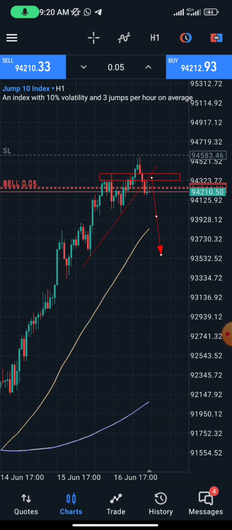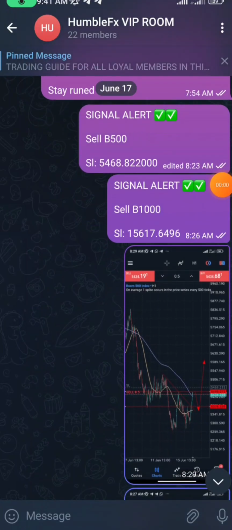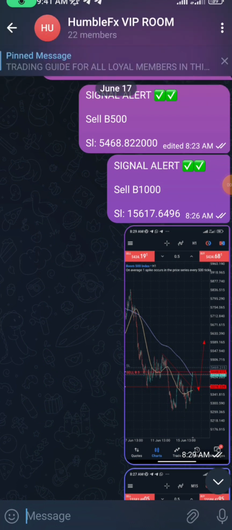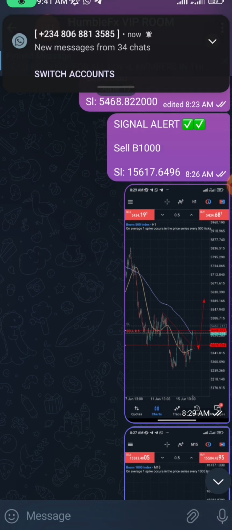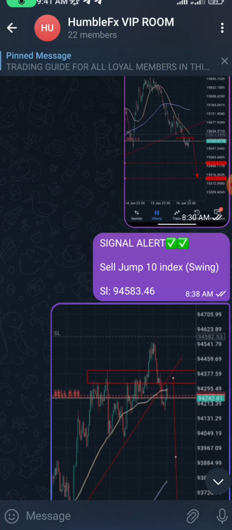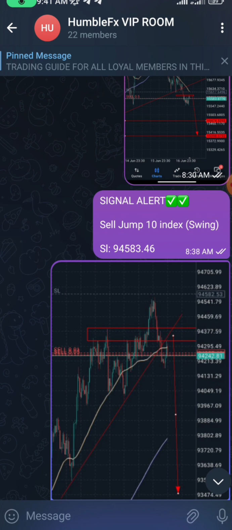That's very important. All right, so guys, now this is a trade we took on the Jump Index, and remember this trade was sent on the VIP room. As you can see, this trade was sent on the VIP room and other trades. Now this is the first trade we are taking. This is a Jump 10. Now let us check, we have another trade on the Boom 500. This is the second trade we will analyze right here.